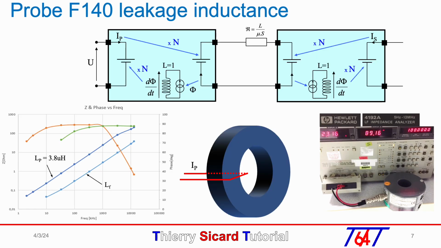Now, we need to evaluate the leakage inductance. This is never easy because it depends on how the secondary short is done. But it is interesting at least to see the effect on the primary side. We do a short circuit on the secondary side as shown on the right picture with the orange line.